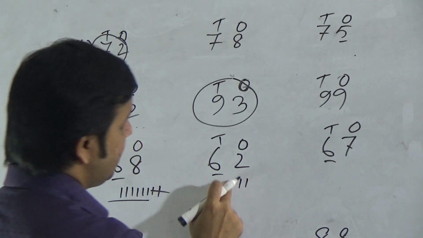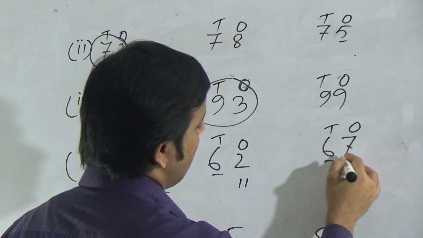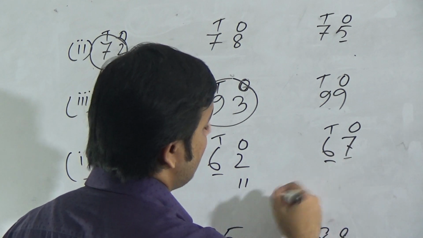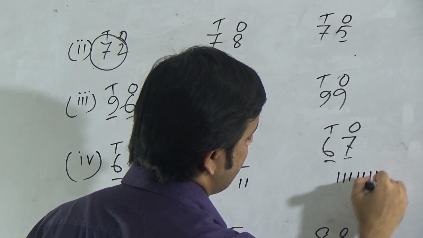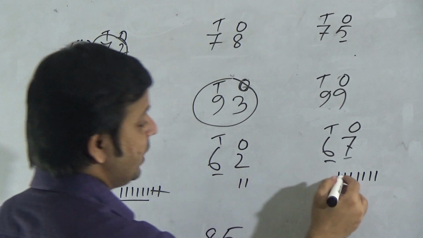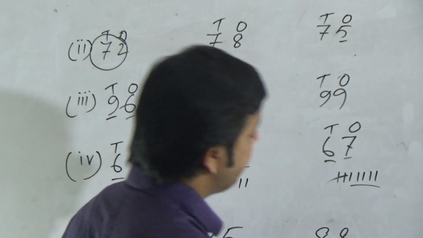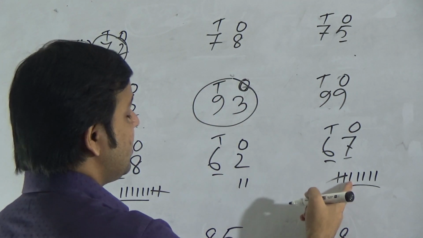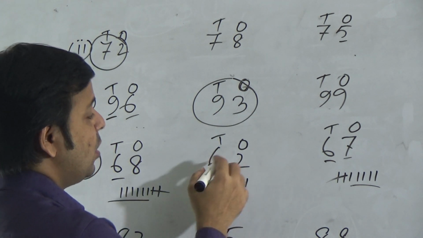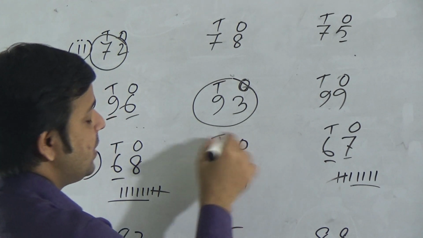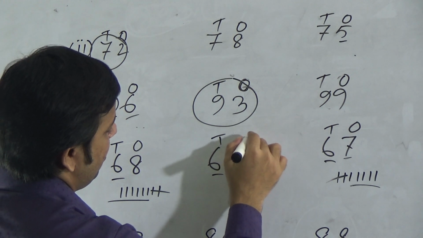Then, as 62 is the smallest, we have to compare 62 with 67. As 7 is in the ones place, we can give 7 sticks here. We can show 1, 2, 3, 4, 5, 6, 7. Now as here are 2 sticks, we can take 2. If we take 2, we will get 5 sticks remaining here. It means that 7 is larger than 2. It means 2 is smaller than 7. So the number containing 2, 62, is the smallest number among these 3 numbers. So we can circle this number.